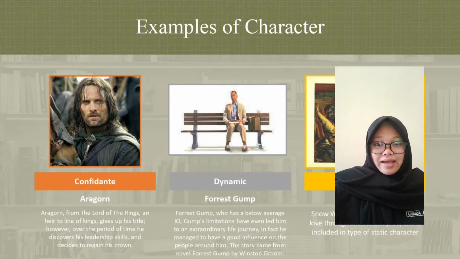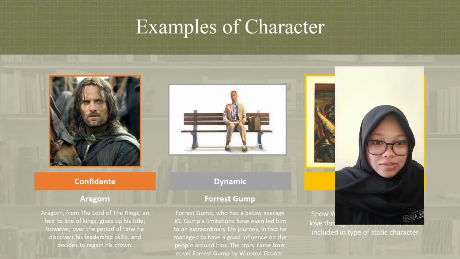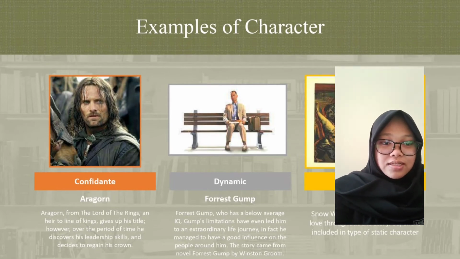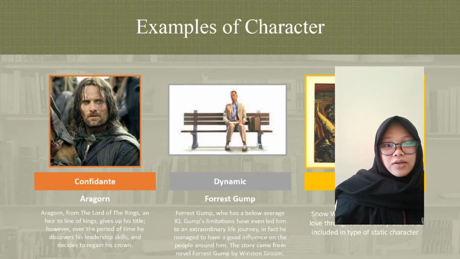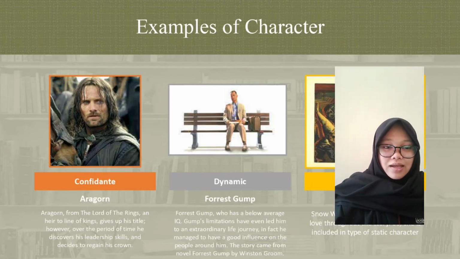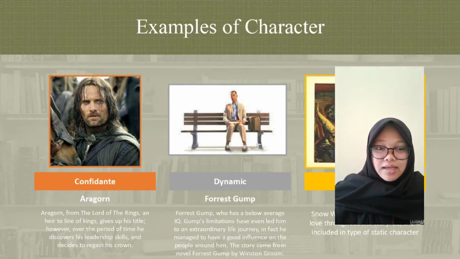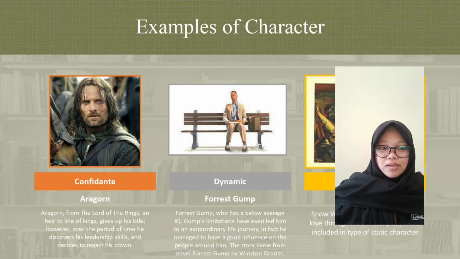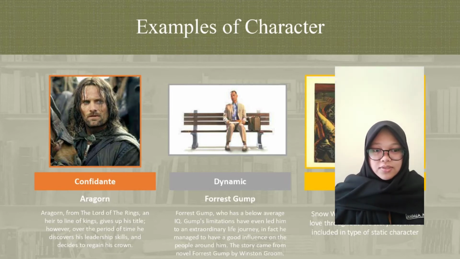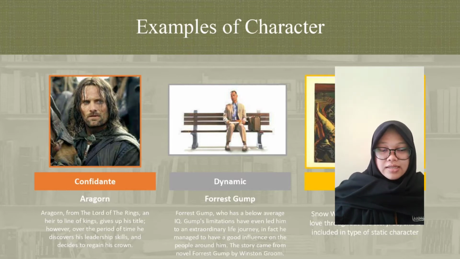Next are examples of characters. The first is confidant. The characters of confidant, like Aragorn from The Lord of the Rings, heir to the land of kings, gives up his title. However, over the period of time, he discovers his leadership skills and decides to regain his crown.